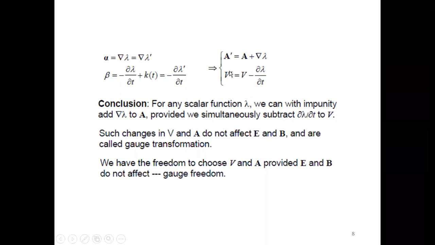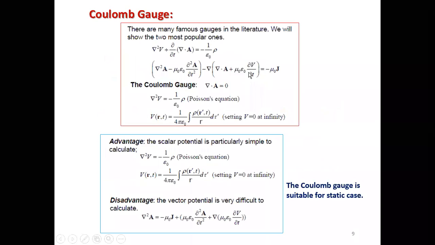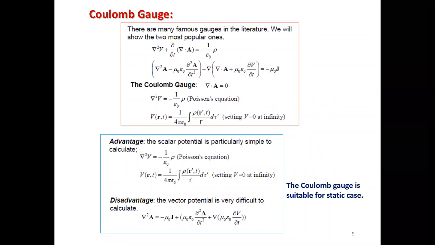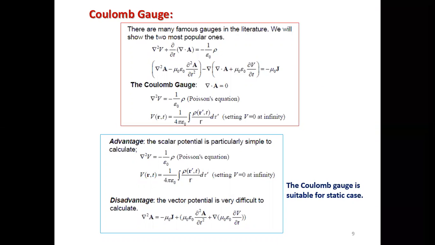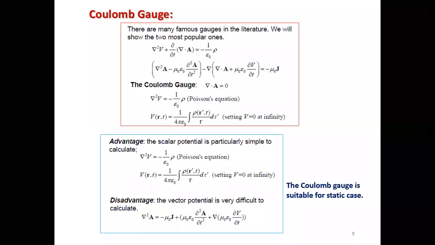तो जब भी आप पोटेंशियल के लिए गेज ट्रांसफॉर्मेशन लेंगे तो ये दो रिलेशन लेंगे. ठीक है. तो दो तरह के ट्रांसफॉर्मेशन होते हैं, गेज होते हैं. एक होता है कूलाम गेज और एक होता है लॉरेंज गेज. कूलाम गेज क्या होता है?